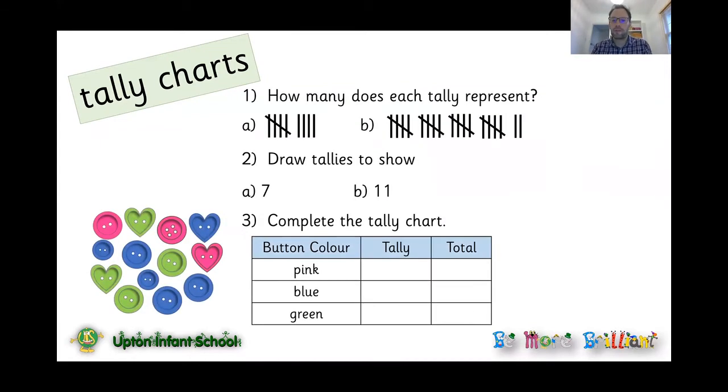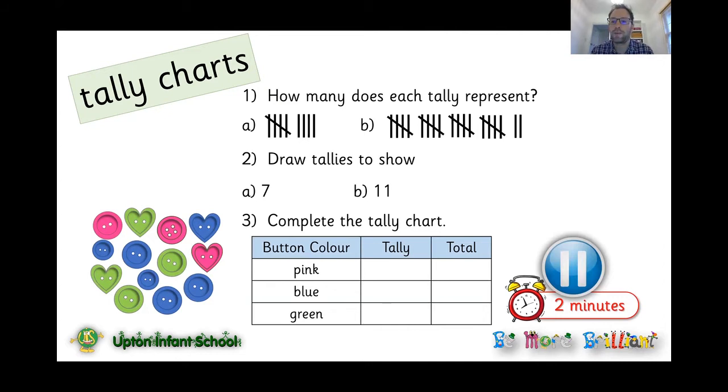So I've got some questions for you here, which will only take you a short time to do. Question number 1 says, how much does each tally represent? So you've got A and B to do there. Then it says draw tallies to show 7 and draw them to show 11 and then complete the tally chart. So you can quickly draw this out and you've got to use the buttons there. You have to tally the different colors and write the totals. So you can do all of this on your whiteboard if you like. That should take you about 2 minutes. Pause the video and have a go at this task.